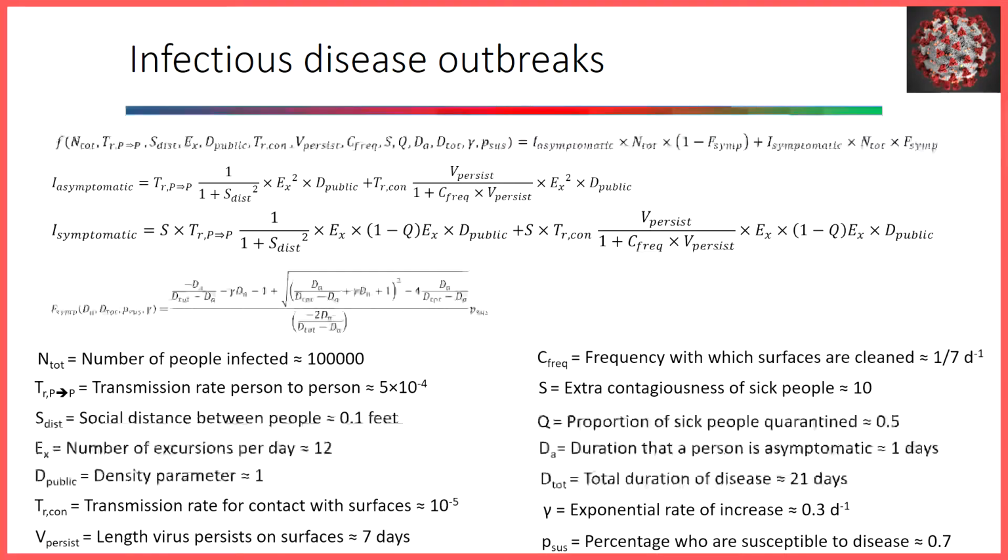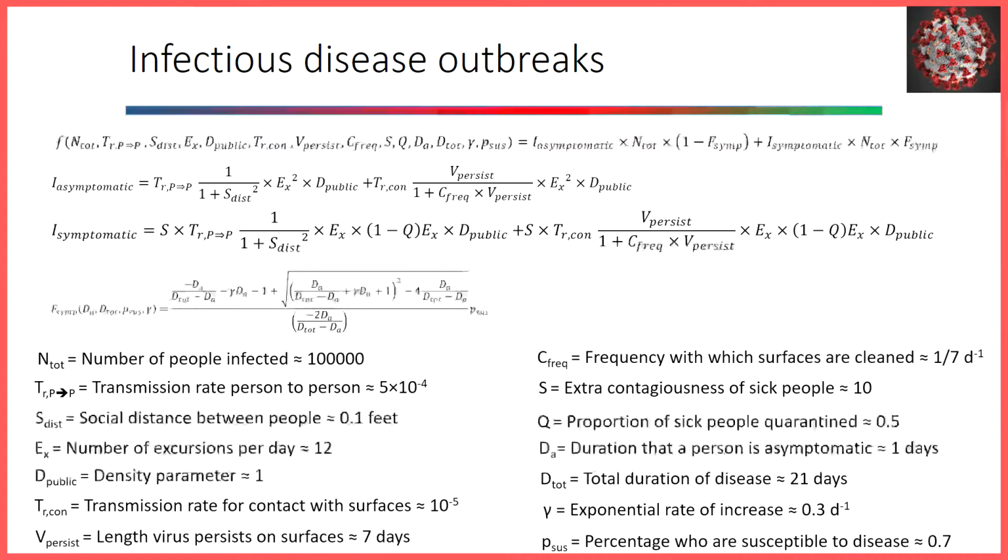Next, we've got Q, which is the proportion of sick people that are actually quarantined and don't go out at all. I'll estimate that Q is normally equal to about 0.5, because probably 50% of people with a common flu will completely stay home and not go out at all. After that is DA, or the duration of time that a person is asymptomatic, which is probably about 7 days, and then we've got D top, which is the total duration of the disease, which I'm estimating is equal to 3 weeks or 21 days, meaning that people are asymptomatic for 1 week and then symptomatic for 2 weeks.